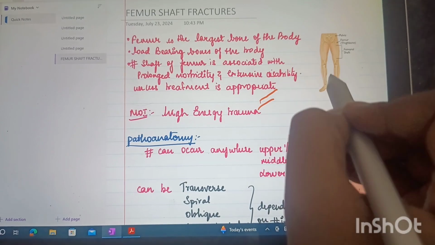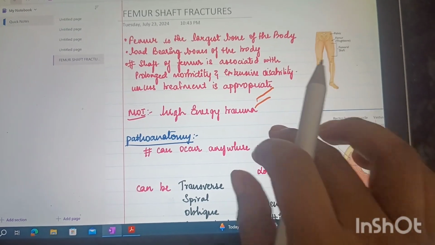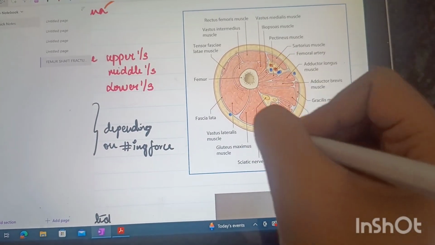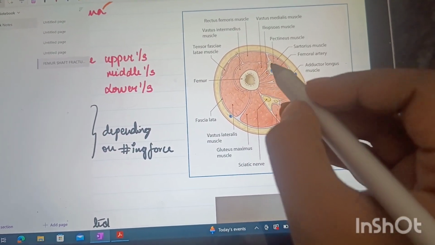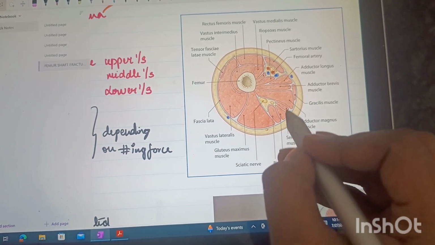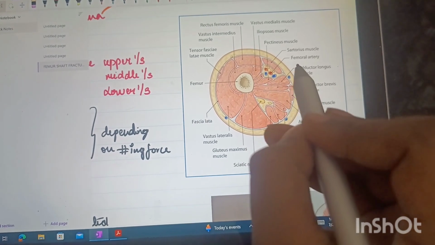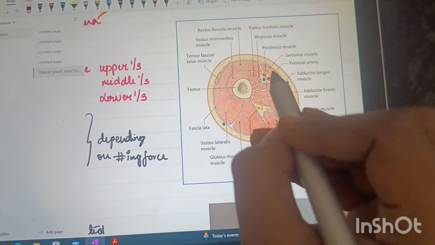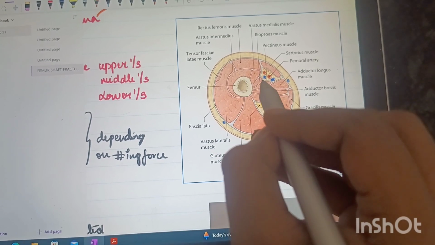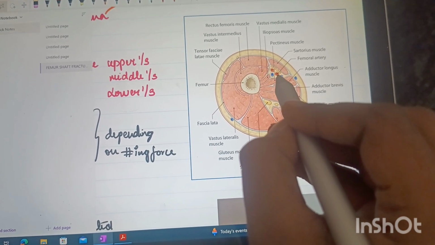So one of the cardinal features of femur shaft is its anterior bow. Okay, so now let's learn about the muscles which are present in the thigh. They are divided into three compartments: anterior compartment, medial compartment and posterior compartment. The anterior compartment includes quadriceps femoris, iliopsoas, also sartorius. Along with this, it also consists of femoral artery, femoral vein and nerve.